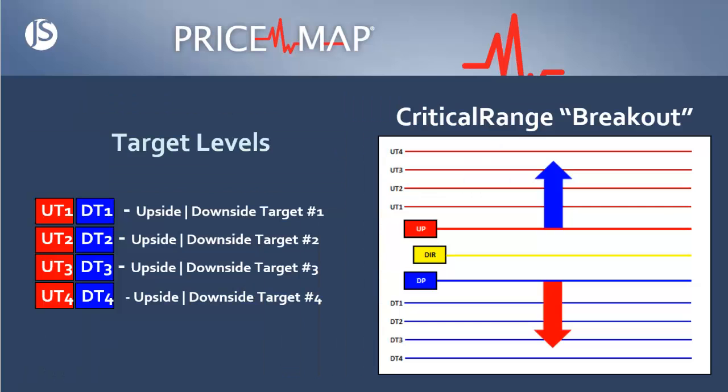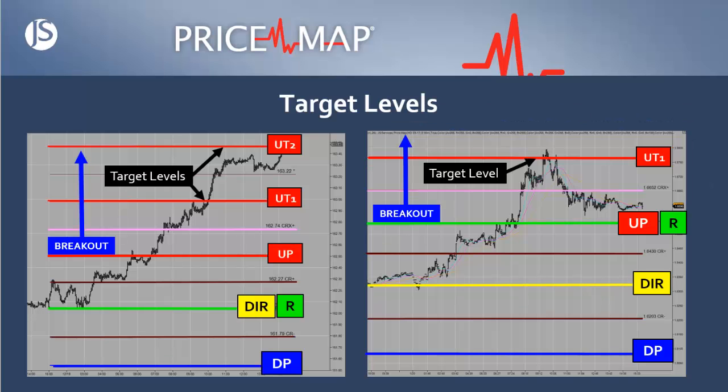Price map target levels identify the magnitude of the expected price change in an extension of momentum or shifts in market state. By observing the price action through various target levels, deductions can be made regarding the strength of market momentum, which determines the degree of change in market state. Target levels can also be used for entry, but are best suited to standardize exit targets from the DIR, UP, and DP breakout signals.